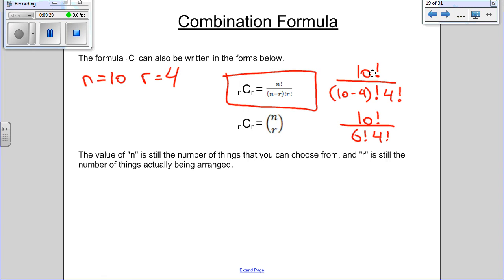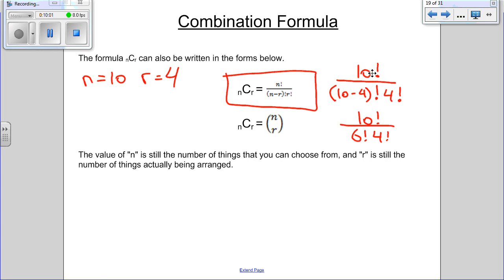Just so you understand what these numbers mean. 10 factorial is the way that I could arrange the 10 students. Then you're dividing out the fact that the order doesn't matter. This is dividing by 6 factorial, that's the order of kids I didn't choose, and then you're dividing out the order of the 4 kids I did choose. So that's how that's actually working, you're dividing out the fact that order does not matter. And that's just how it works.